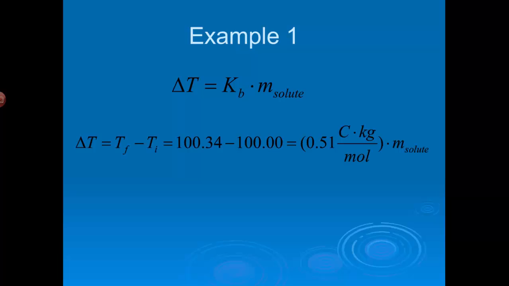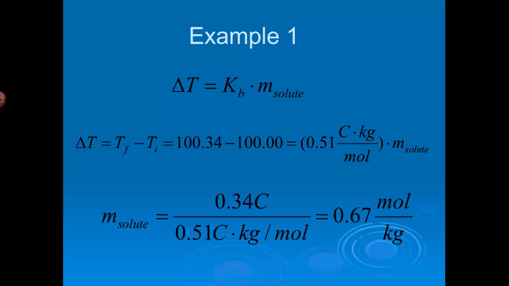Okay. First, let's fill in some information. Delta T is equal to T final minus T initial. T final was 100.34. That's what the boiling point now is. And it should be 100, so minus that we get 0.34. Okay? And that's going to be equal to the Kb value, which was given at 0.51, times this m, this molality, whatever that means. Okay? So we're going to solve for molality. All right? Let's do that.